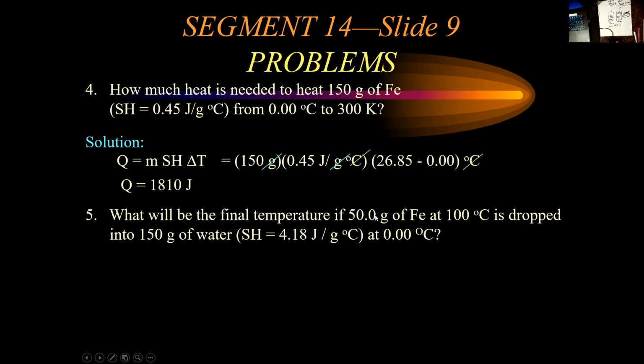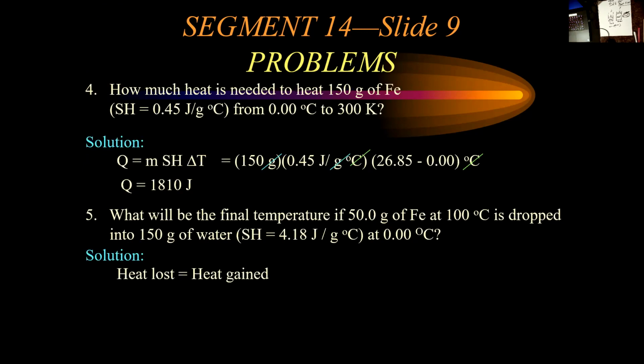Okay, what would be the final temperature if 50 grams of iron at 100 degrees C is dropped into 150 grams of water with this specific heat at 0 degrees? Well, heat's going to come out of the hot one into the cold one. And so I'm going to write it this way. The book says heat gain equals negative heat loss. Now that's really true. That is exactly true.